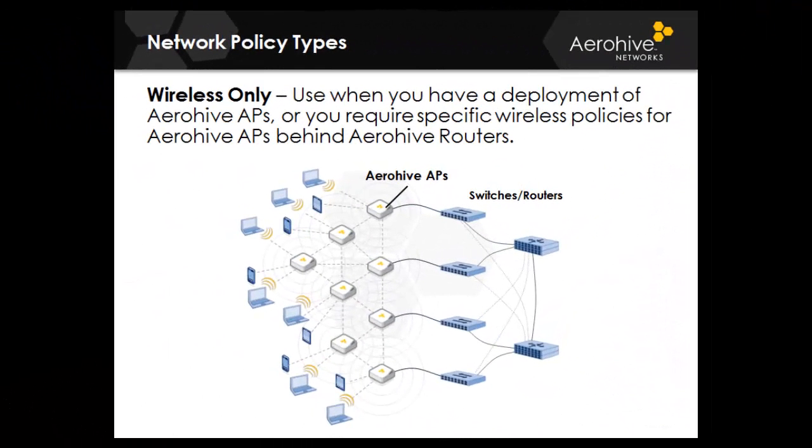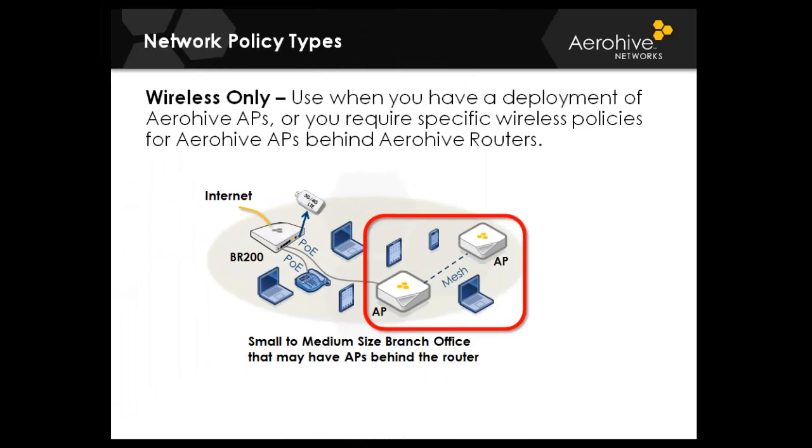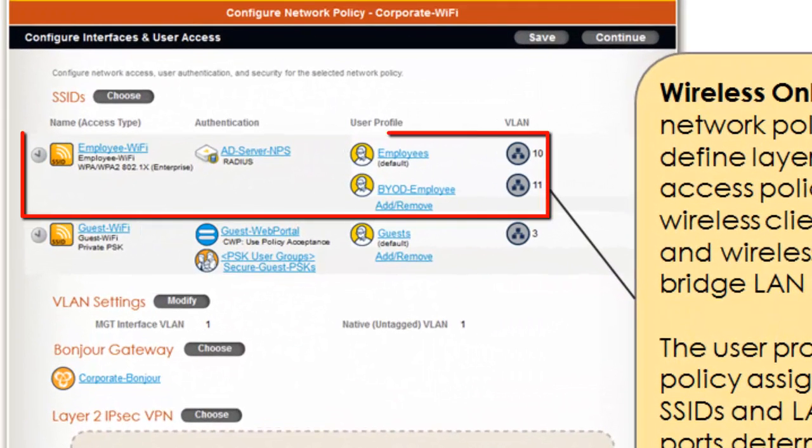A wireless-only policy is used when you have a deployment of AeroHive APs. You can also use a wireless-only policy if you have a deployment of AeroHive routers and AeroHive APs, but you want to create a separate wireless policy for the APs that are behind the routers. For example, here is a wireless-only network policy that I configured. It has an employee SSID secured with WPA2 Enterprise using 802.1X with EAP, and validates users with the corporate RADIUS server. Different VLANs are assigned to corporate users based on whether their device is in the corporate domain or whether it is a device brought in by the user, such as an iPad, iPhone, or Android device.